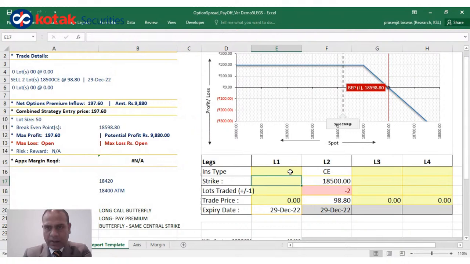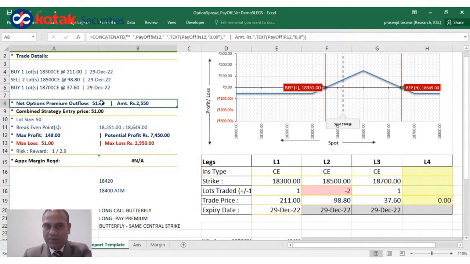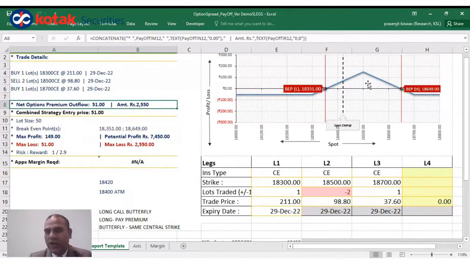And here again, in a long call butterfly, I will need to buy an in-the-money call option. So let's say I'm buying the 18,300 call option. This is what I buy. And again, I buy the 18,700 call option, one lot. Right? So effectively now I'm paying 51 rupees. So why at all will I do this type of strategy? Here the view is that the market will remain in a range. It will not move. So in case the market remains within 18,350 and 18,650, I am going to be making money. It is only above or below the range of the break-even points that I am going to lose.